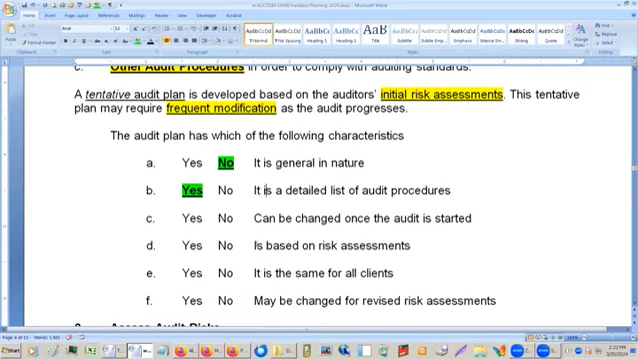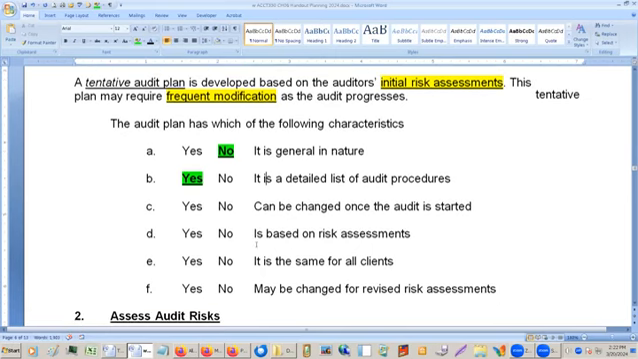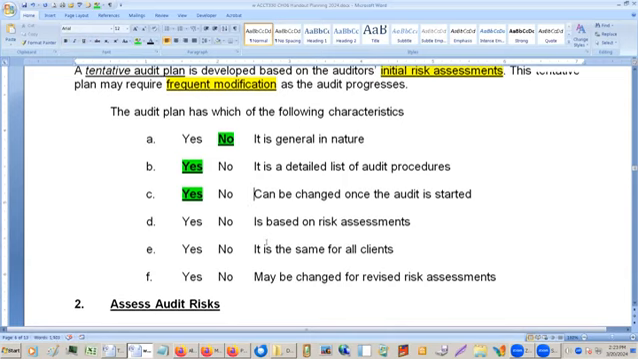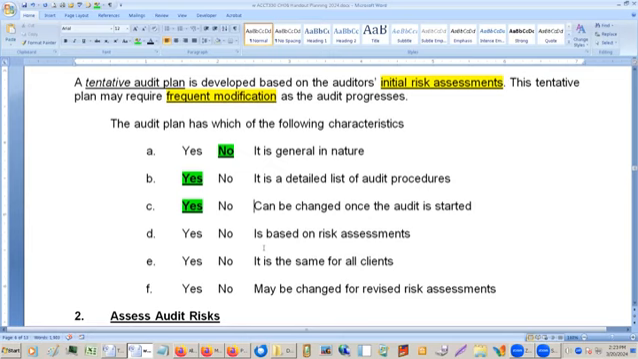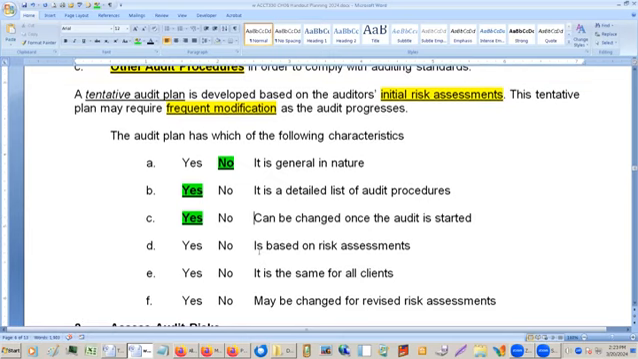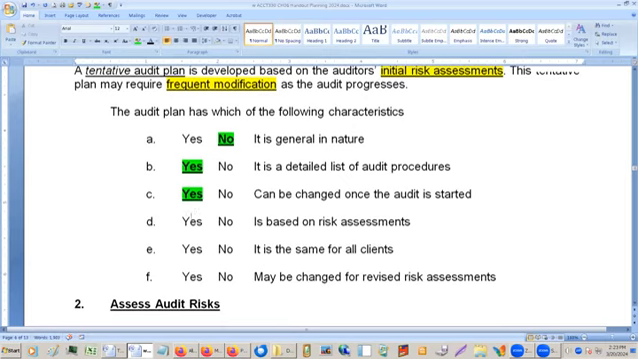Yes or no? You can put it in chat if you want. So can we change the audit? We start the audit. Can we change the plans? Okay, I'll give you this one. Yes, we can. So if you come up with a problem, you can definitely look into it. You do not have to follow it verbatim. It's obviously good to follow it as much as you need to, but at the same time, you can make adjustments. Is it based on risk assessments?